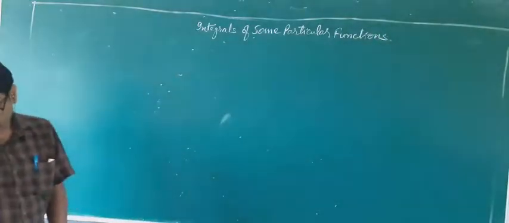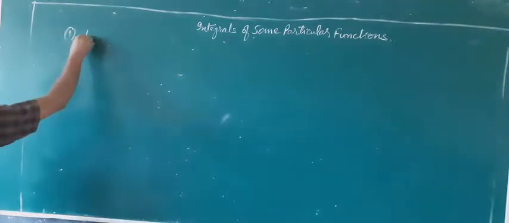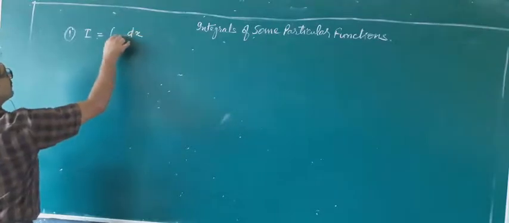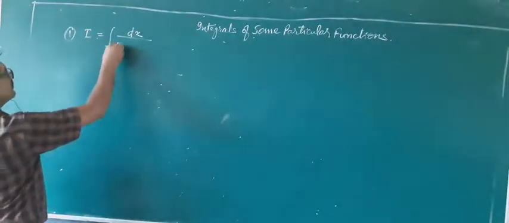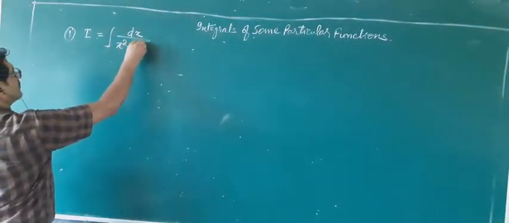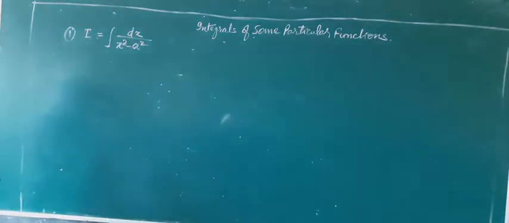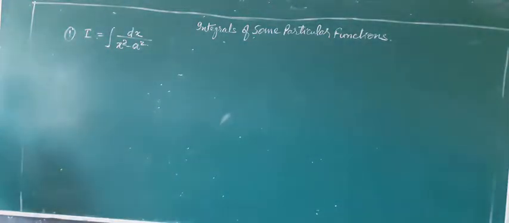Now, first formula: dx upon x square minus a square. Now we have to integrate 1 upon x square minus a square. So this is a formula.